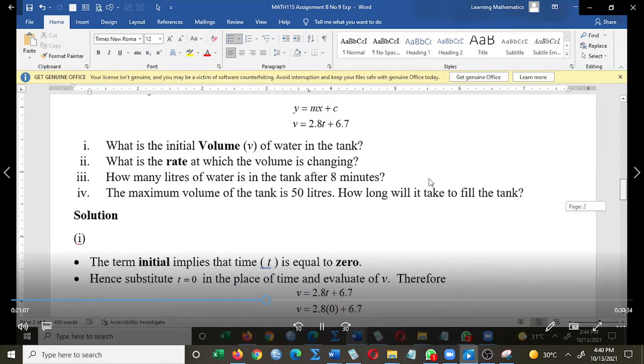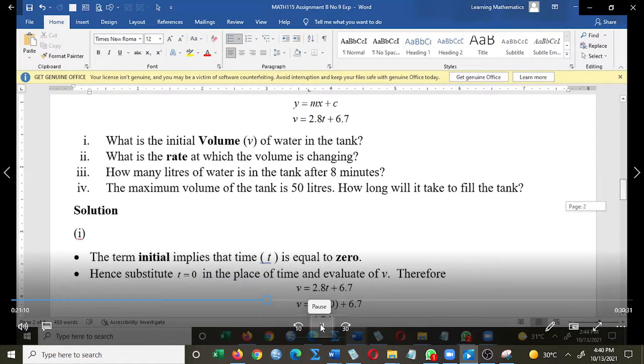How many liters of water is in the tank after 8 minutes?